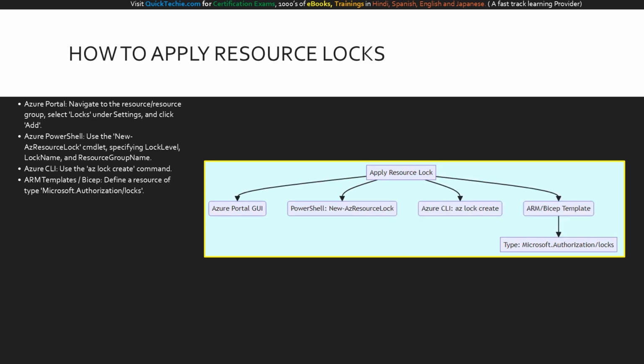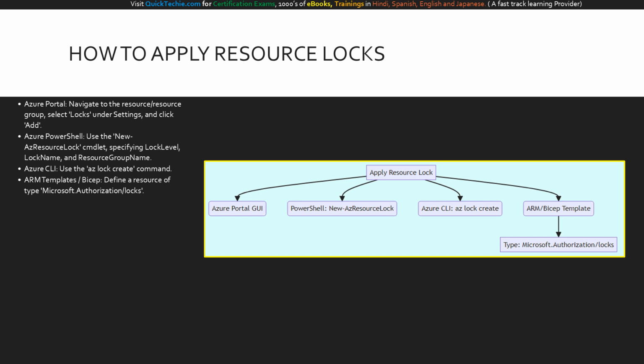Applying resource locks can be done through various tools to suit your operational preferences. In the Azure portal, you simply navigate to the settings of your resource or resource group, select Locks, and click Add. For those who prefer automation, Azure PowerShell offers the New-AzResourceLock command, where you can programmatically define the lock level and target resource group.